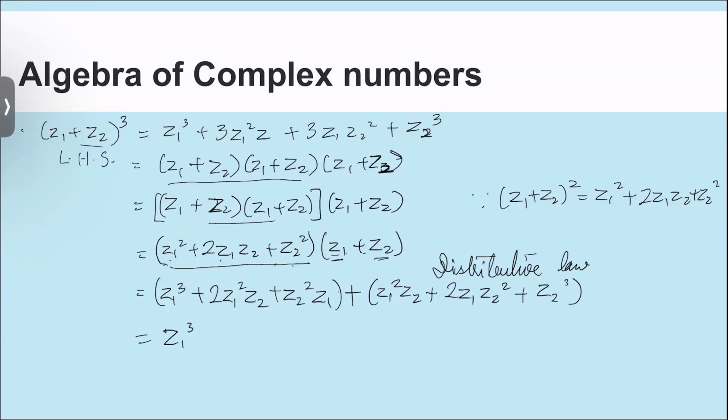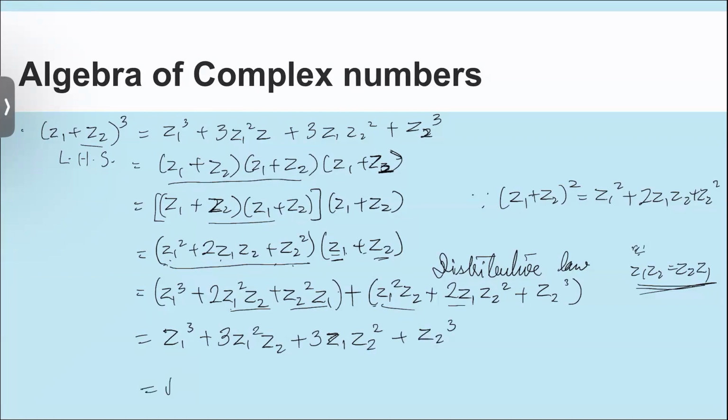Now you can easily see that by opening up the brackets and putting similar terms together, since you have 2 z1 squared z2 and z1 squared z2, this will become 3 z1 squared z2, as 2 and 1 make 3. Using the commutative law, z1 z2 equals z2 z1, so they are the same in whichever form you write. So the middle term becomes 3 z1 z2 squared, and lastly z2 cube. You can see that this is the RHS part, and hence proved.